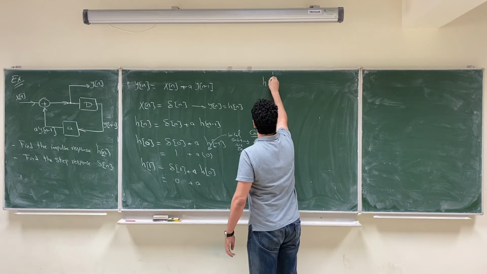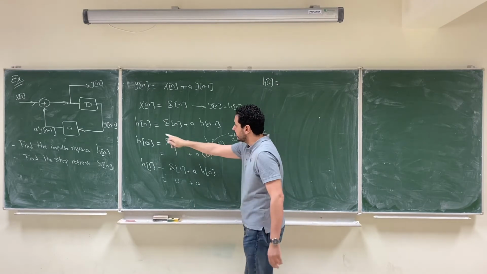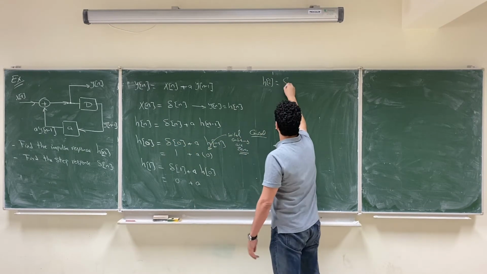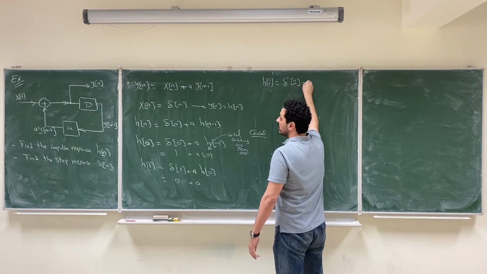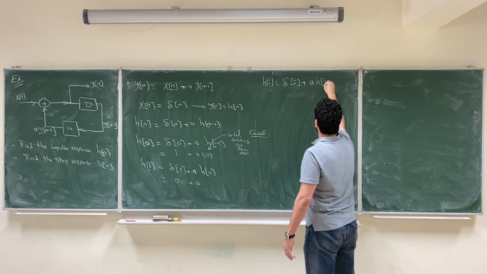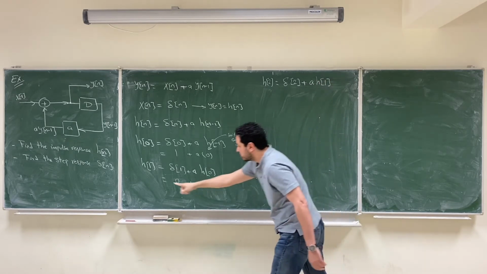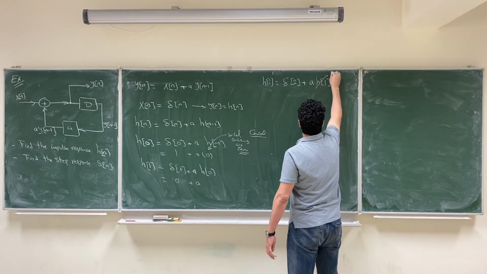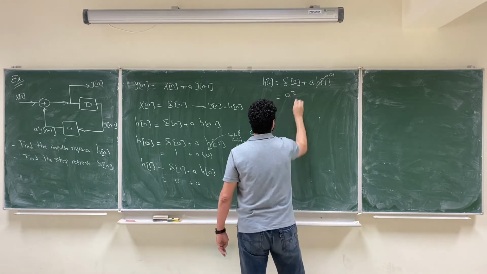h of 2: substitute n equals 2, it will be equal to delta 2 plus a multiplied by h of 1. And h of 1 was a, right? h of 1 was a, so this will give you a squared.